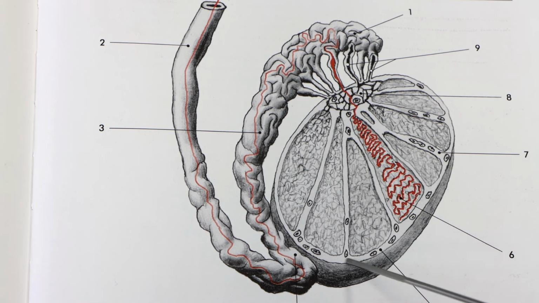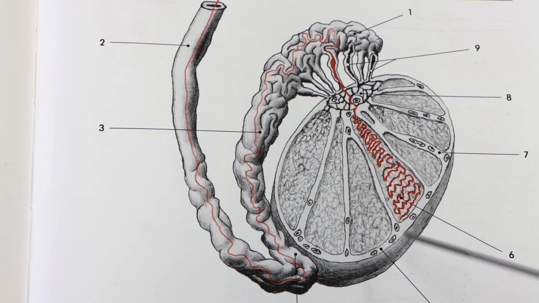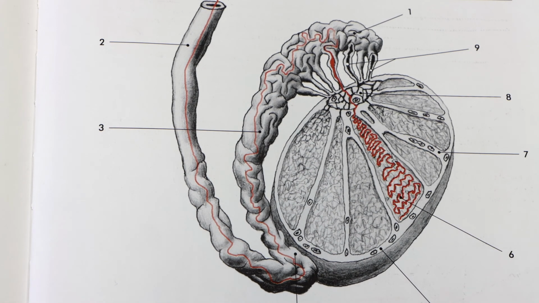The tunica albuginea can be easily separated from the surface of the testis, but the tunica vasculosa, because it's highly vascularized, is red in color. That's why they call it tunica vasculosa, and you are not able to separate it.